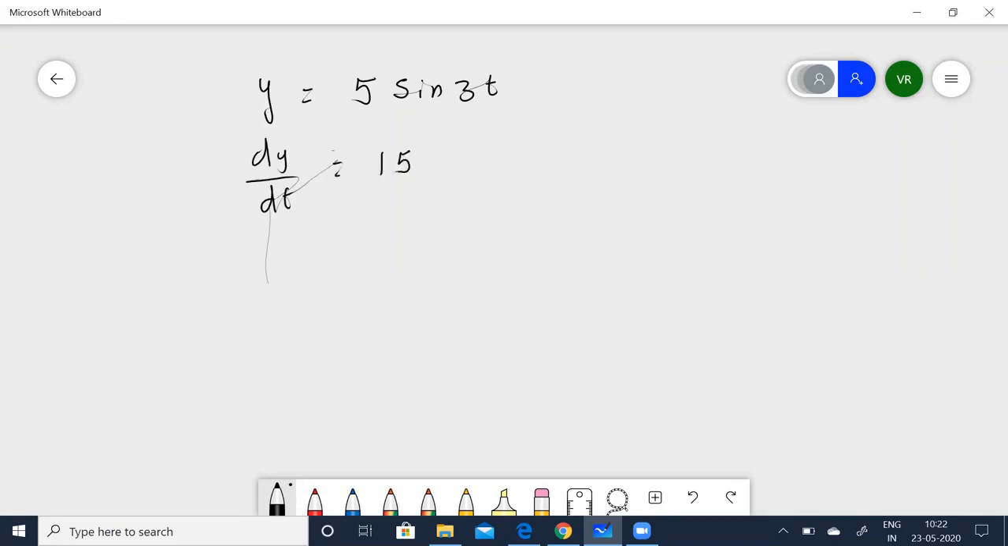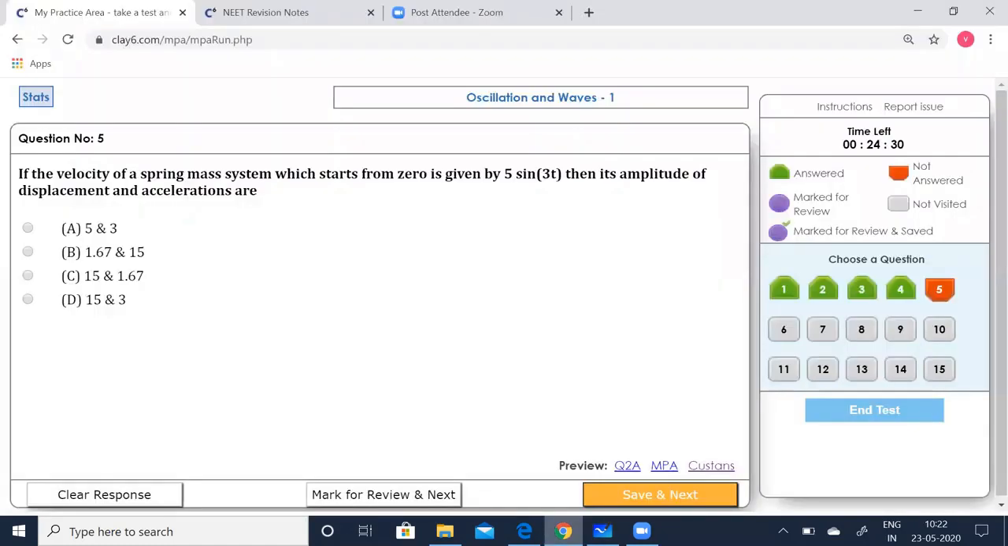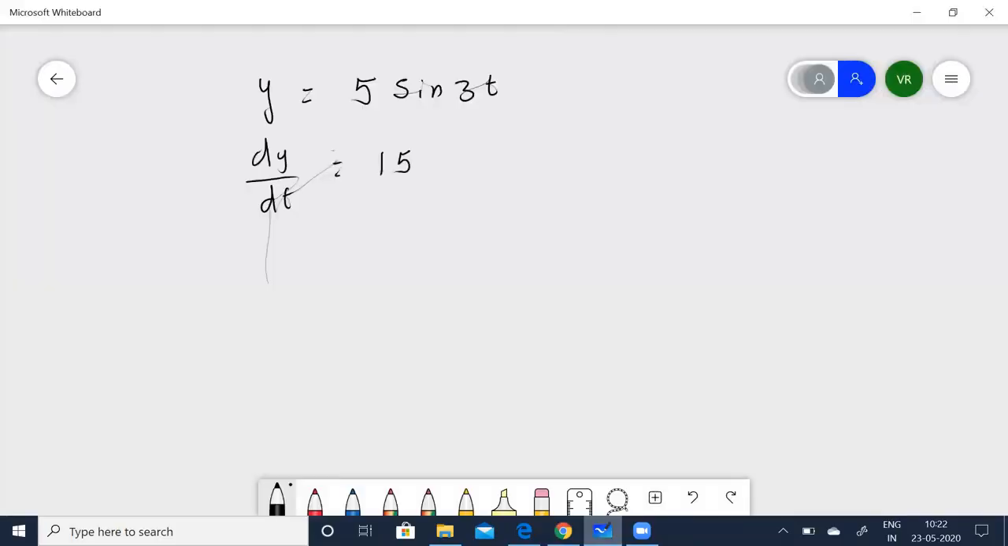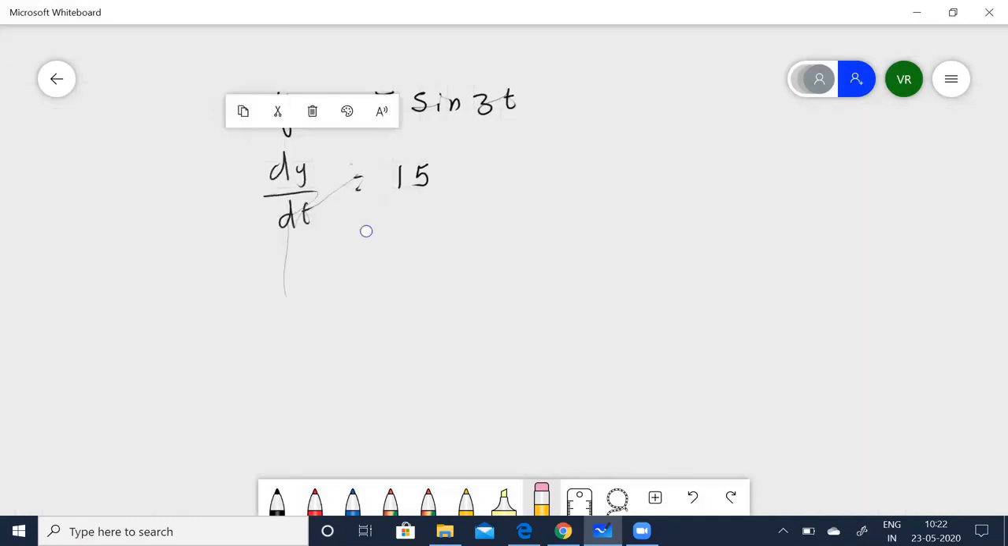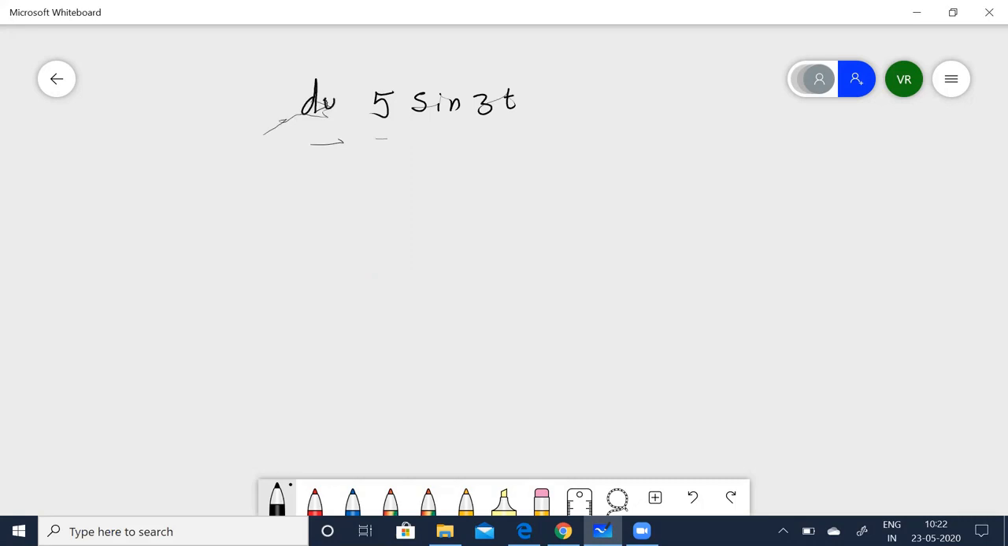Oh, look, children, the velocity is given, it's not the displacement. All right. So read the question properly, it was catchy. It is given as dx by dt. That is the velocity. That is given by 5 sine 3t.